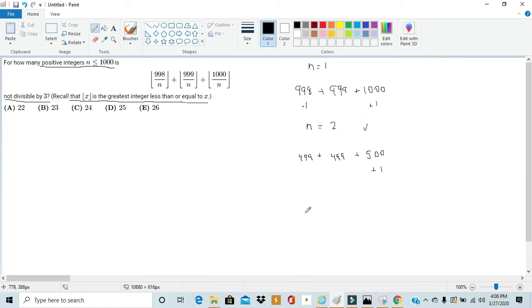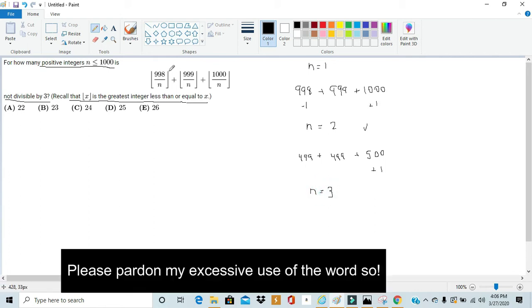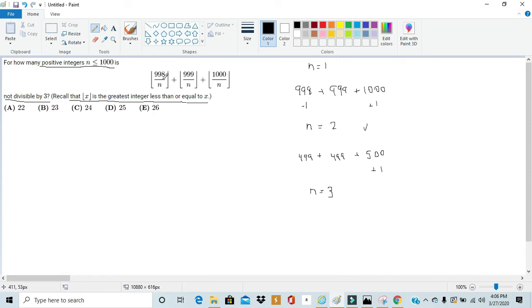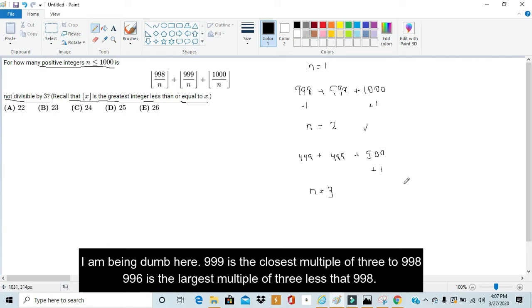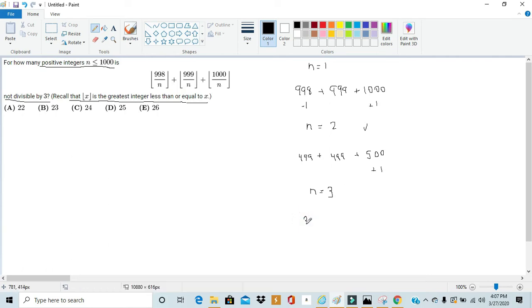So this number is not divisible by 3. So let's see. Let's try n is equal to 3 one more, and then we can hopefully generate a pattern by then. So 998 is not a direct multiple of 3. It's actually 2 more than the closest multiple of 3, which is 996. So 996 divided by 3 is 332, and since this is only 2 more than that, the floor of their division will still be 332.